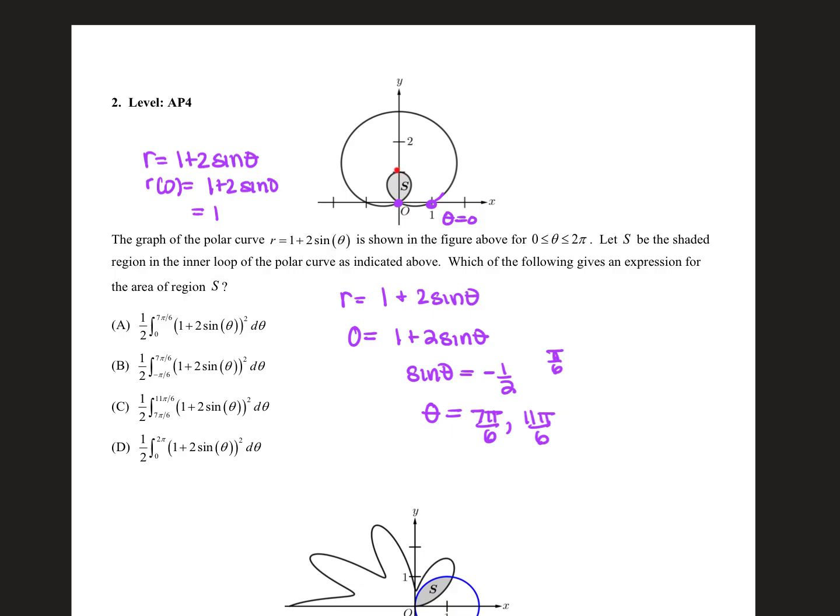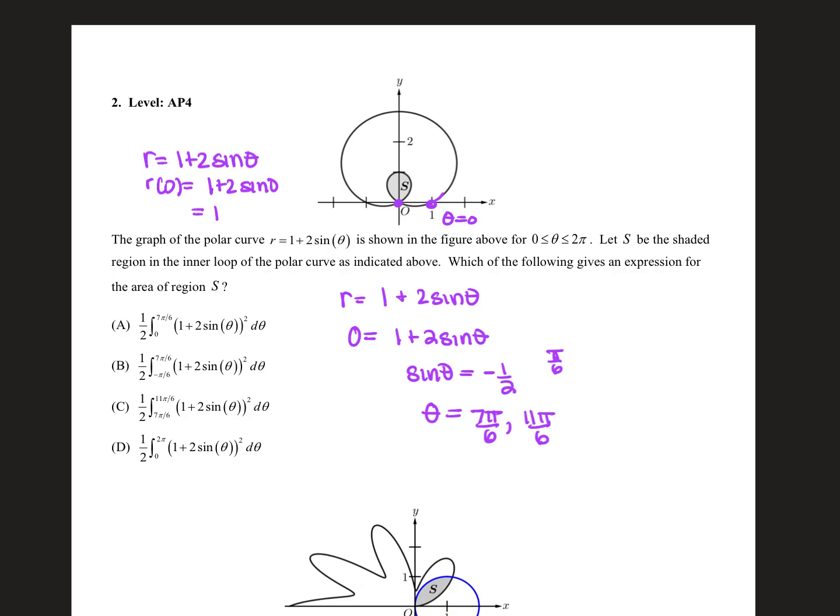Remember, whenever you're in the inner loop, it's negative values of r. So here's 3 pi over 2. It really maps backwards. And then you go around, that's 11 pi over 6. So you notice we've got a couple choices here. We got 7 pi over 6 and 11 pi over 6. So that looks like it's going to be the one we want.